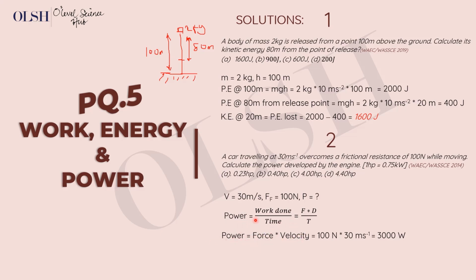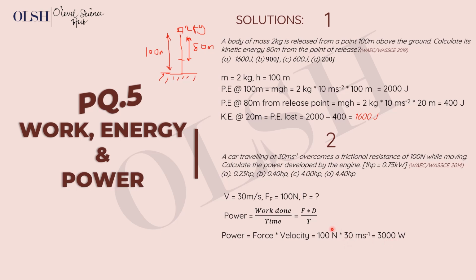Now the force in question here is the frictional resistance, because that is the force that we need to apply on the car to overcome the frictional resistance for it to move at this speed. So we are taking that force as a force the car is applying. So we can use that force to find the power the car exerts. So we have 100 newtons times 30 meters per second, and that gives us 3000 watts.